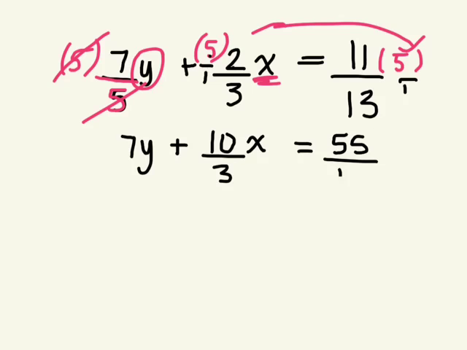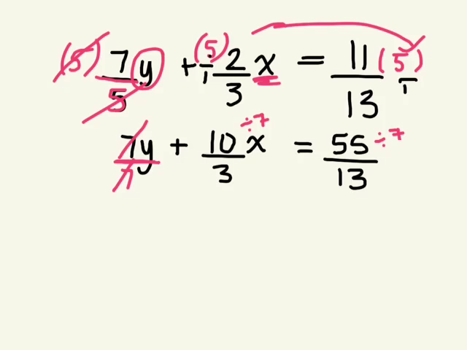55 over 13. But now we need to get rid of the 7, right? Because this says 7 times y. What's the opposite of multiplying by 7? So I'm going to divide this by 7. That's easy. But we have fractions. I need to divide this by 7. Yeah, and I need to divide this by 7.